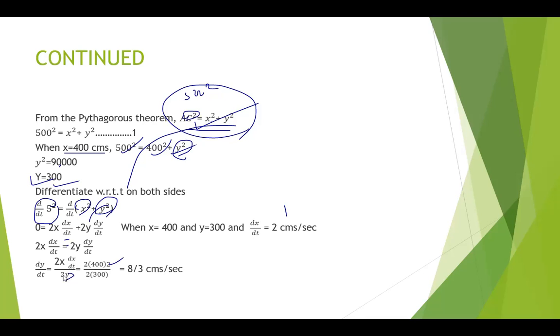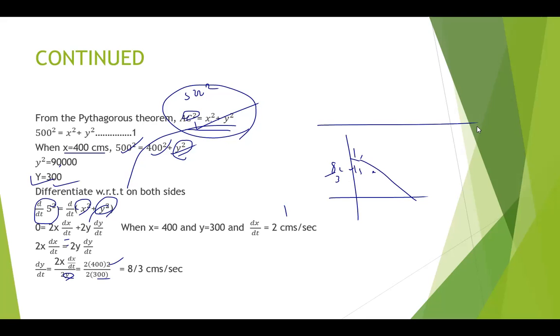Then 2 into y, just now we have found it is 300. So at what rate is the height of that ladder towards the wall decreasing? It is decreasing at the rate of 8 by 3 centimeters per second. Okay. I hope you have understood.